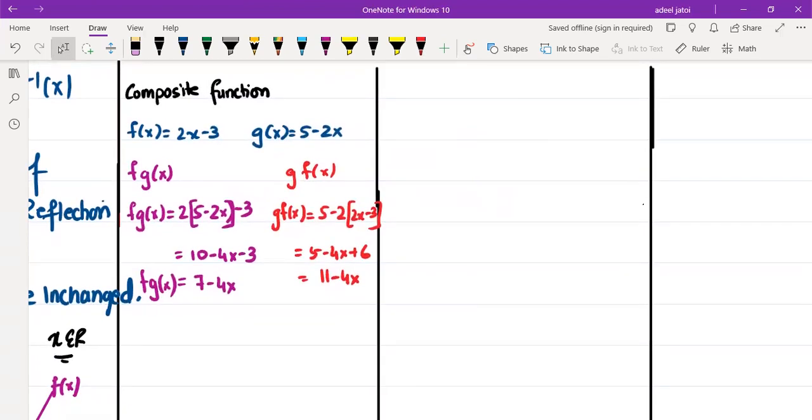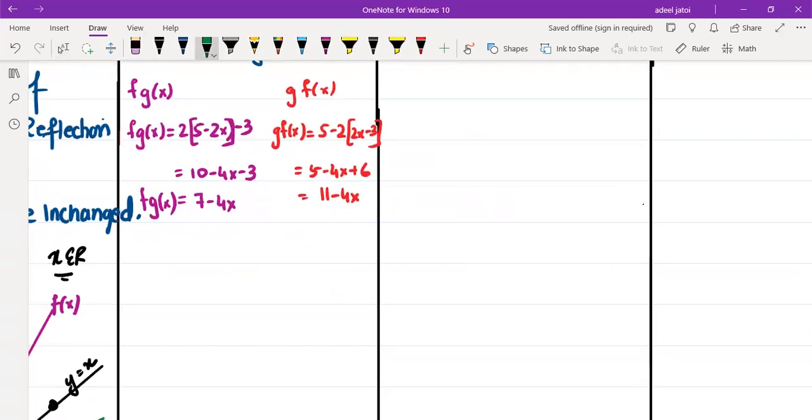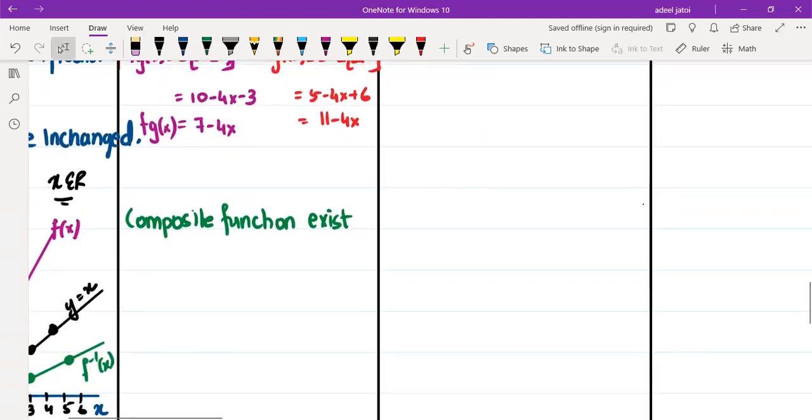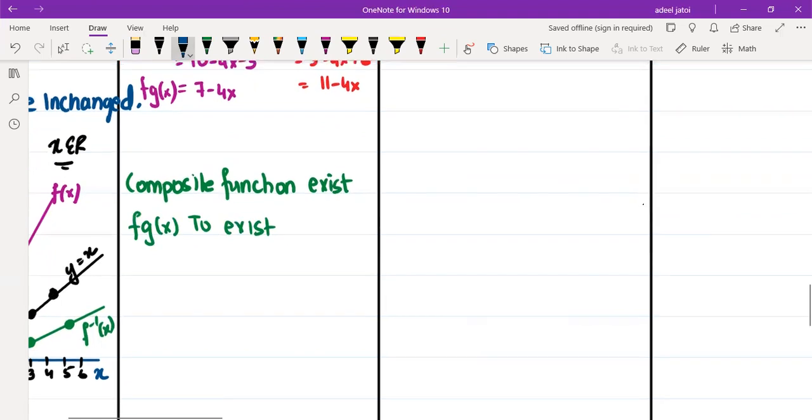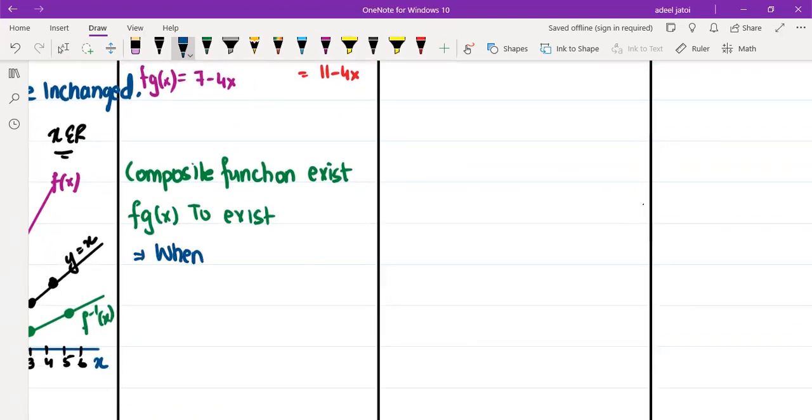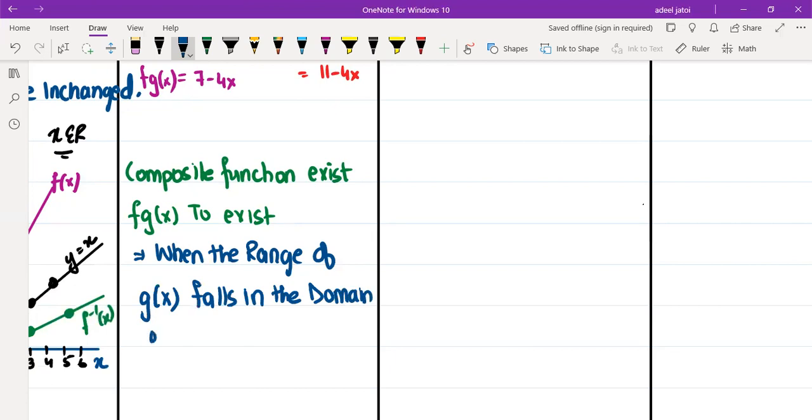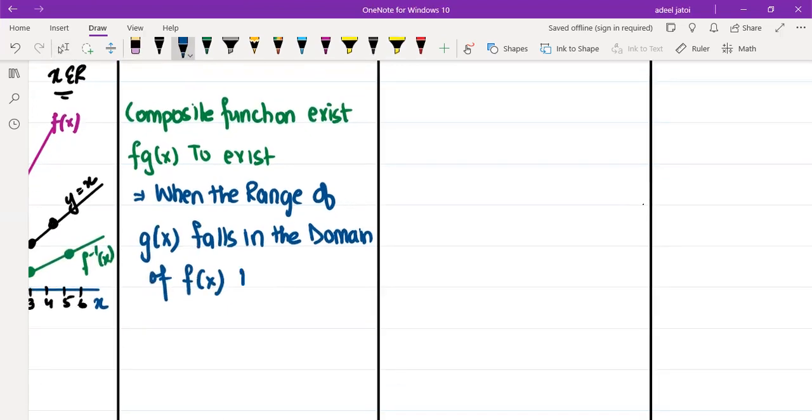Now, if the question asks about composite function existence, so if fg(x) exists, it will be when the range of g(x) falls in the domain of f(x). Then fg(x) exists.